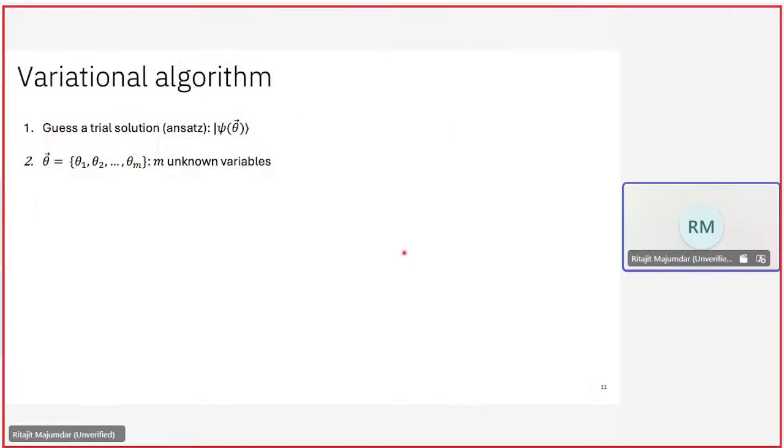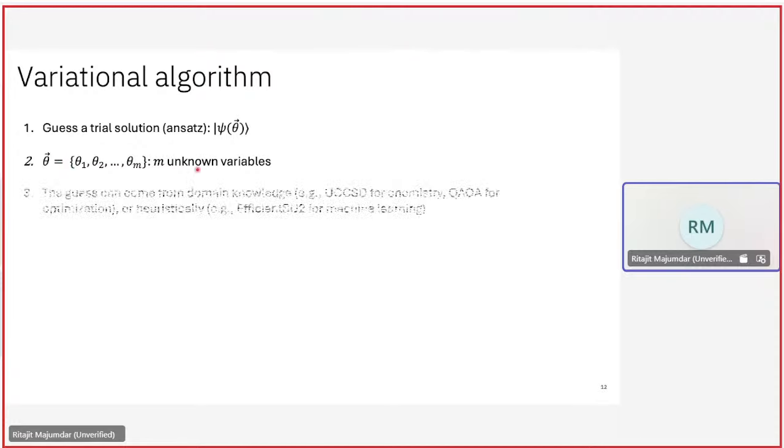We start with a trial solution that we call an ansatz, and we call this psi of theta, where theta is a set of parameters. It's a vector of parameters. Say there are multiple unknown variables. Like you can think in terms of the coffee making. Say this is the amount of coffee, this is the amount of sugar, amount of milk, and so on. So we don't know how much we need to put of each of them to make the perfect coffee. So there are m unknown variables here.